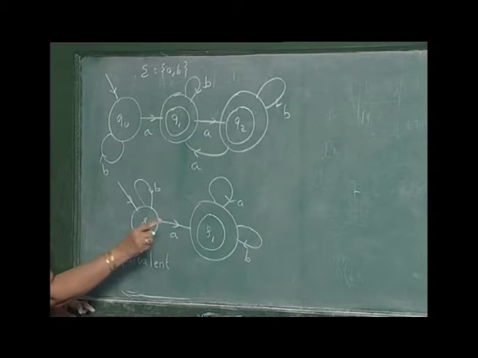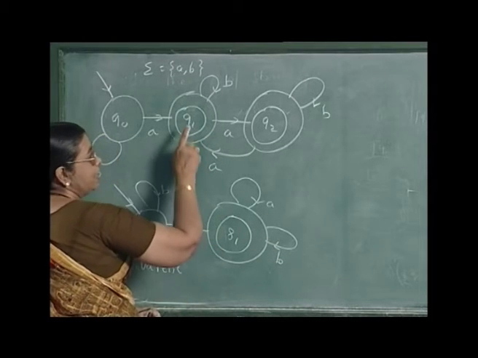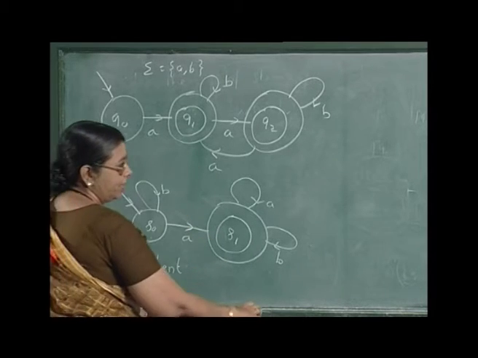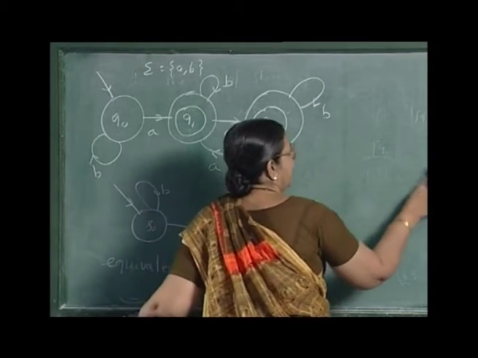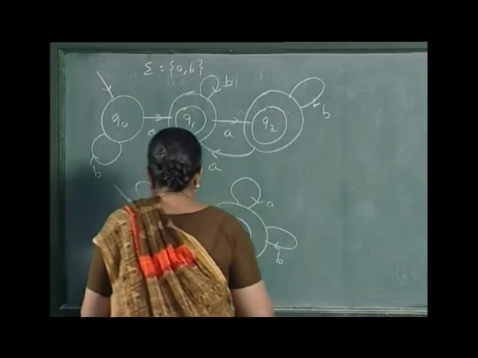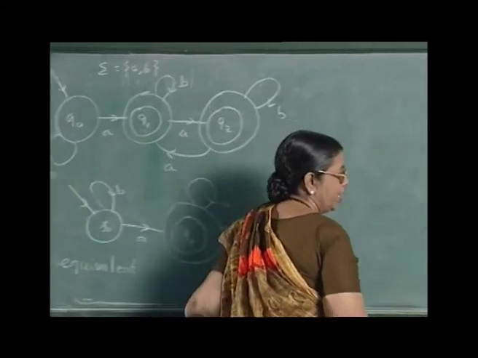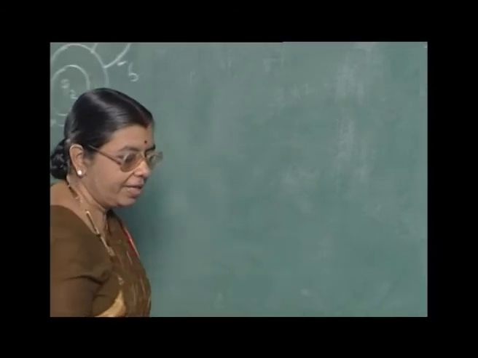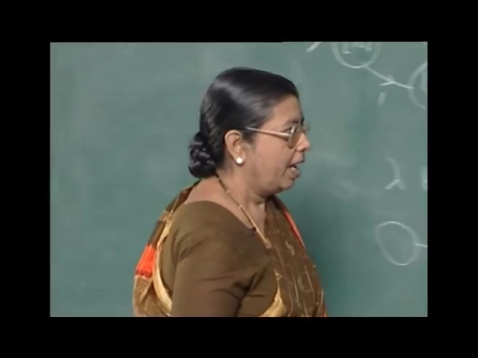This is a minimal state automaton, but this is not a minimum state automaton, because you can reduce the number of states. How do we go about reducing the number of states? Before that, we need some definitions of equivalent states and so on.